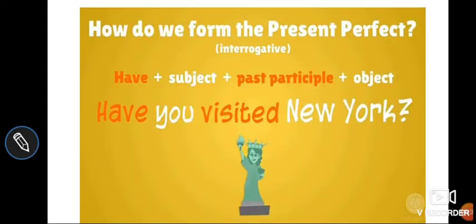How do we form the present perfect interrogative? Interrogative means using the question form. The rule is have plus subject plus past participle plus object. Did you notice that have has come at the beginning of the sentence? So the example is, have you visited New York?